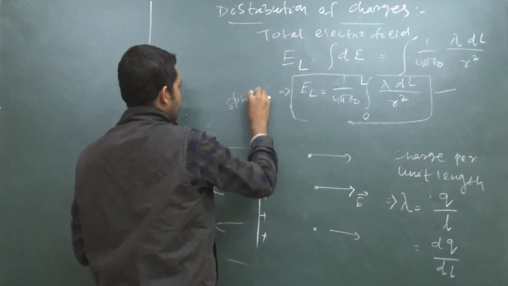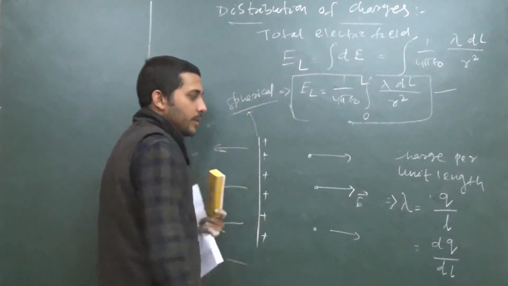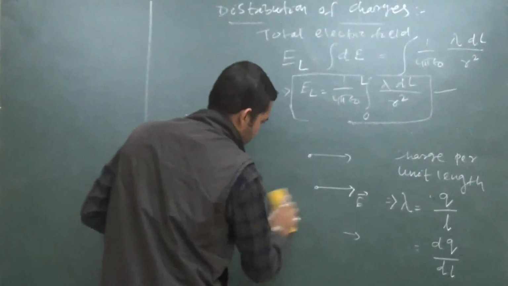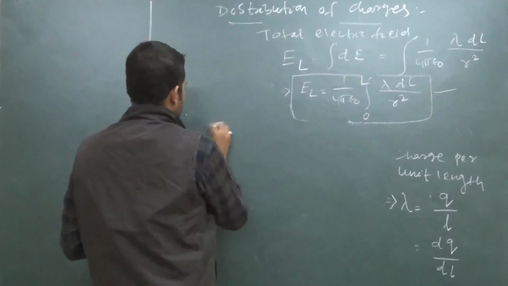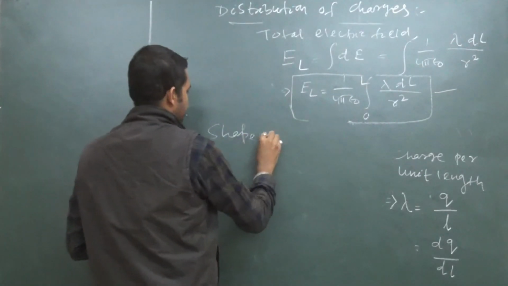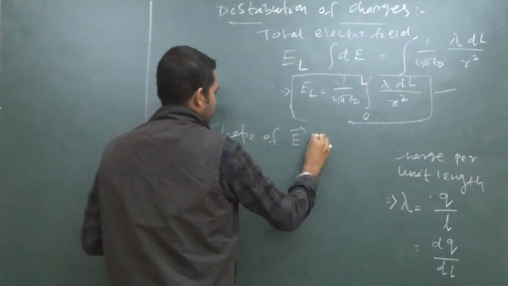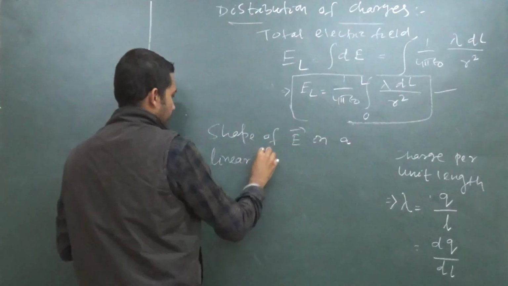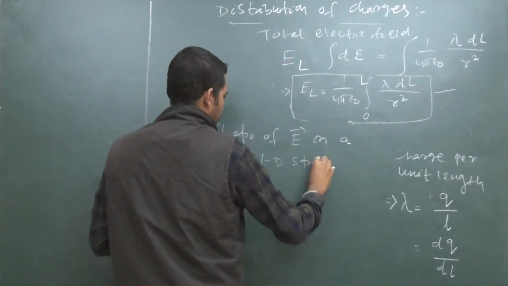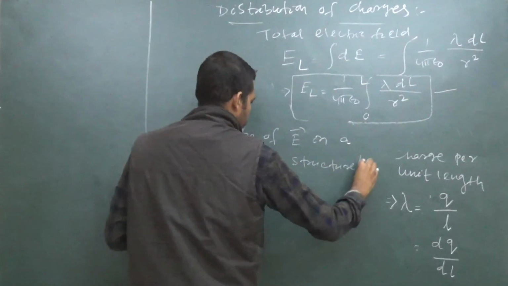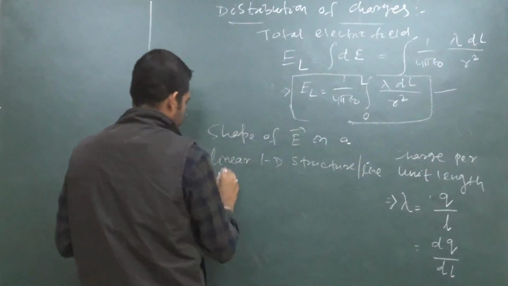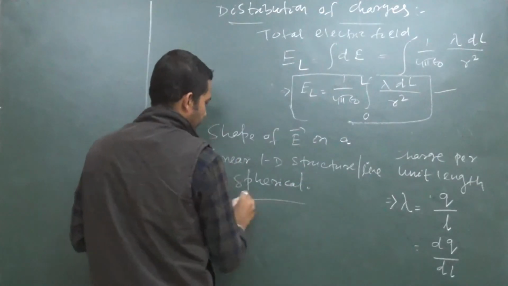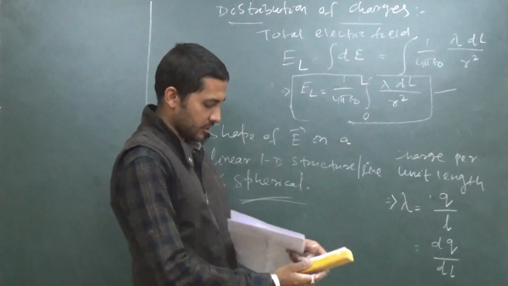So the shape is always found to be spherical. So we can write the shape of the electric field in a linear one-dimensional structure, or you can write, line is spherical. This is the basic part. This is the basic condition of your line.